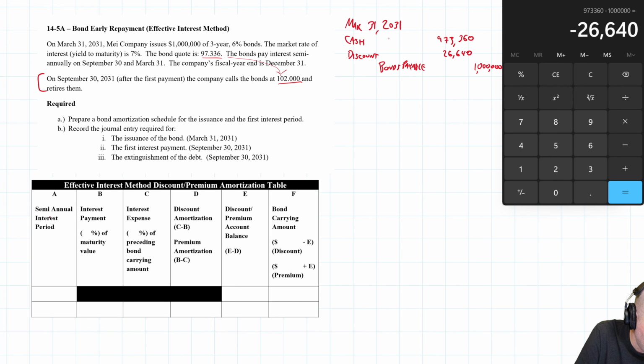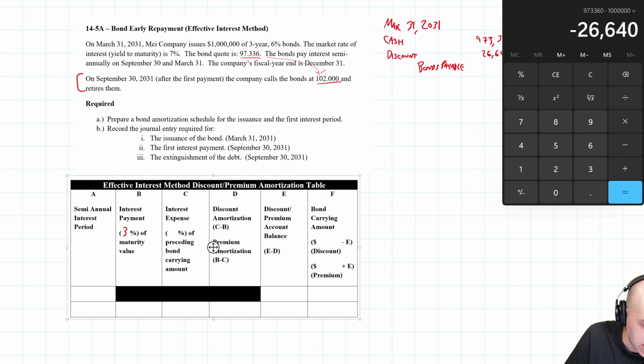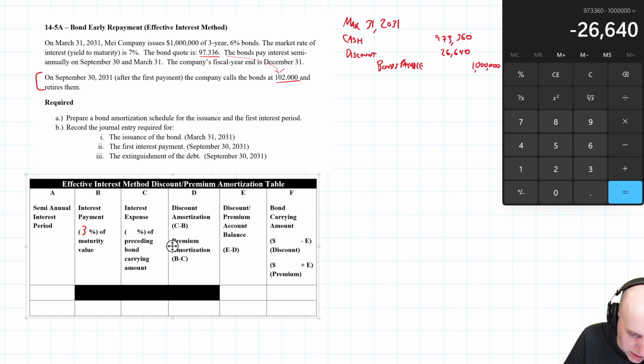So let's set this table up. Interest payment is, of course, based on what we promised to pay, 6%. We divide that by 2, 3%, right, semi-annual. The yield to maturity is 7%. And we divide that one by 2 also, we get 3.5. It is a discount, not a premium. And this one, you put in the face value of the bond, $1 million minus E for a discount.